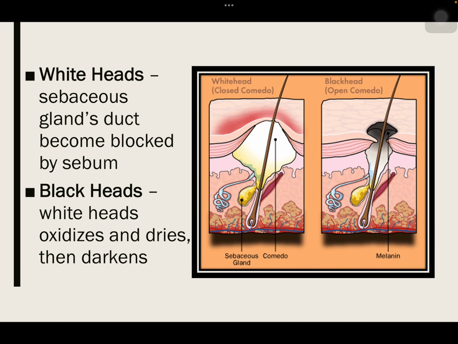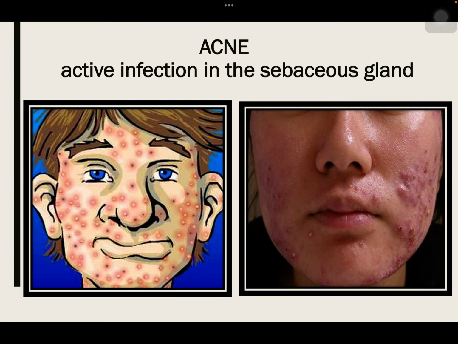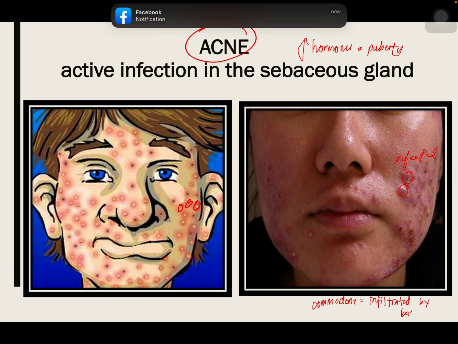Next, whiteheads and blackheads are sebaceous gland ducts that become blocked by sebum. Blackheads are whiteheads that are oxidized, which makes them black. Acne is an active infection in the sebaceous gland. It is very common, especially in teenagers whose sebaceous glands are very active due to the increase in hormones during puberty. Having acne at this stage is very normal, and it only becomes pathologic once these oil glands are infected. It becomes a comedone when it is already infiltrated by bacteria.